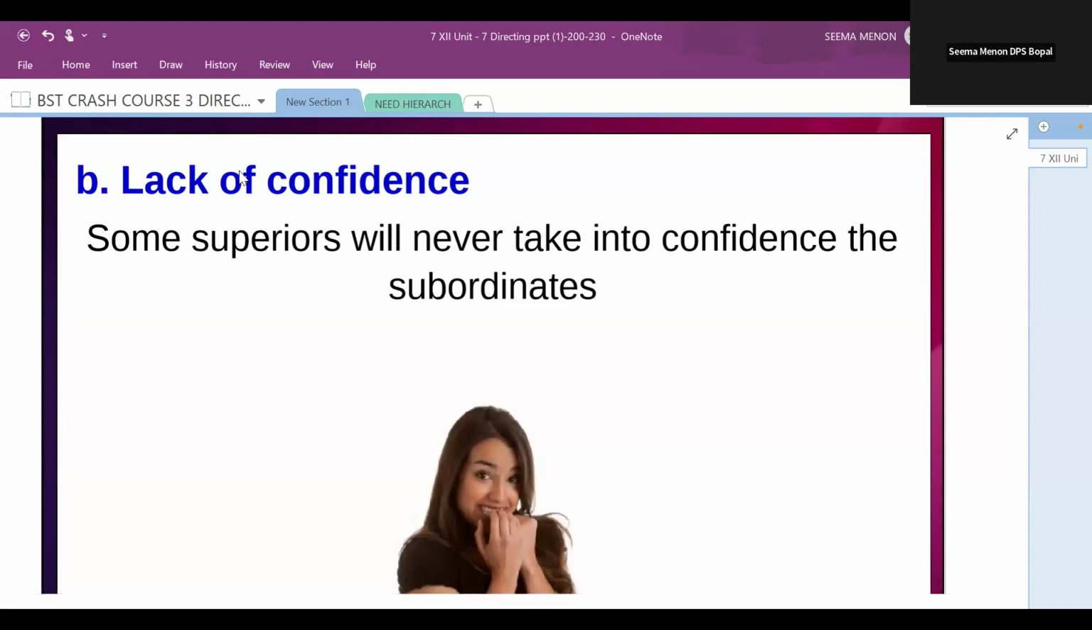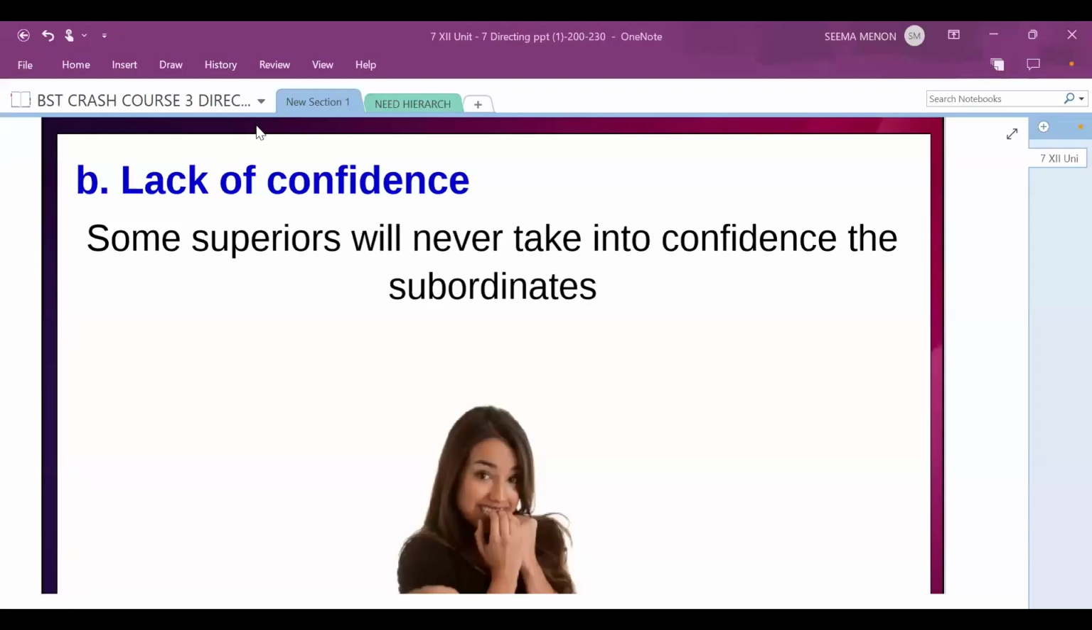Children, 1 minute. So children, the camera was not responding.